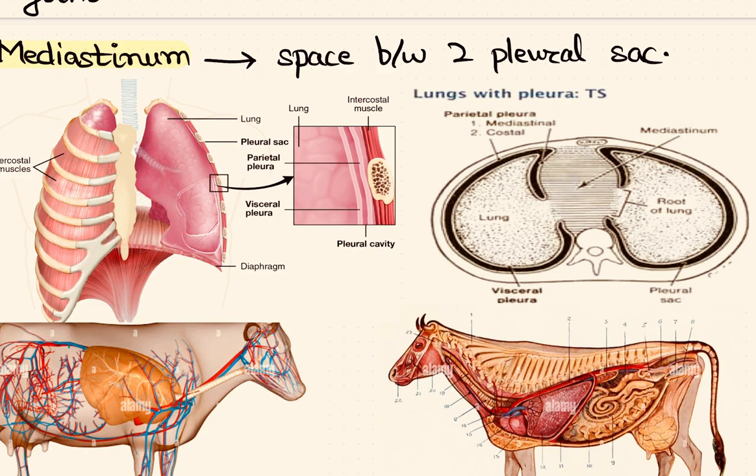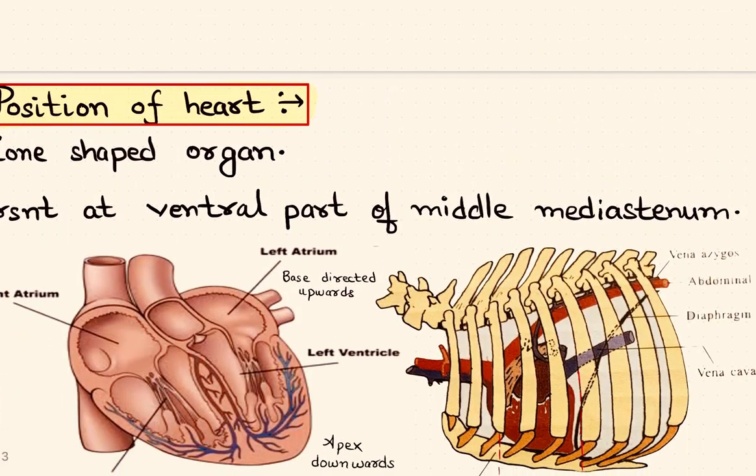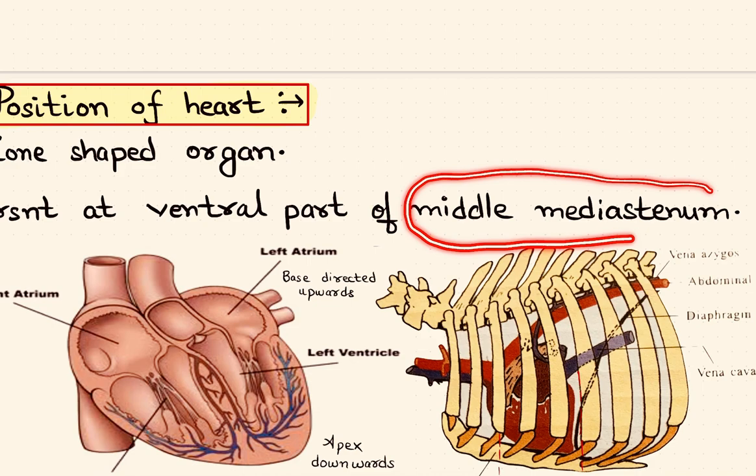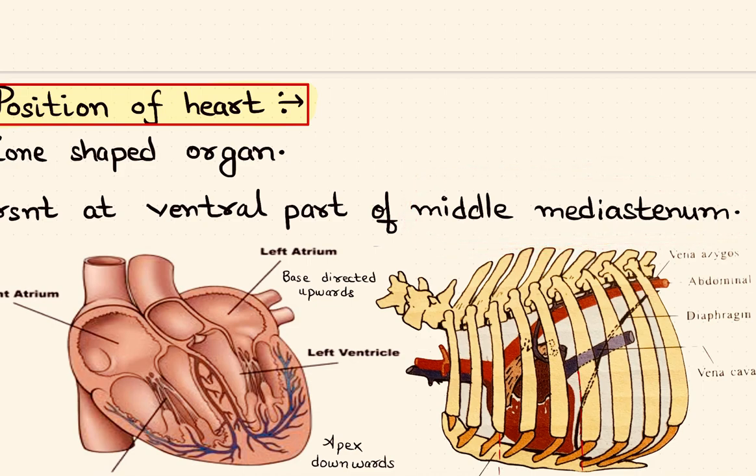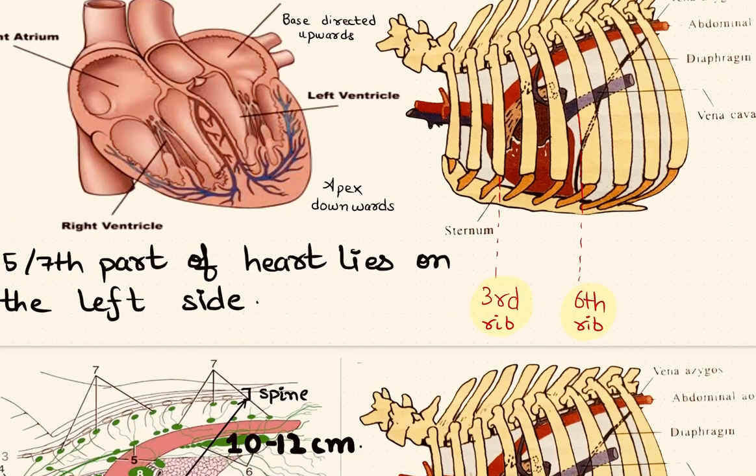And in this mediastinum, which thing is enclosed? The heart. So if this is one lung and this is the other lung, the space between these pleural sacs is the mediastinum, and in this mediastinum the visceral organ placed is the heart. And in that mediastinum itself, the heart is present in the middle mediastinum. So you have to remember two important things about the location of the heart: that the heart is located on the ventral part of the middle mediastinum.